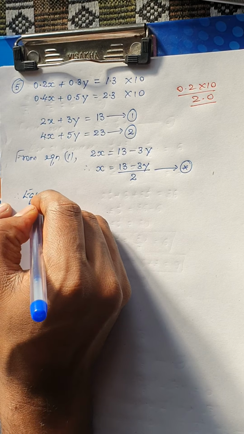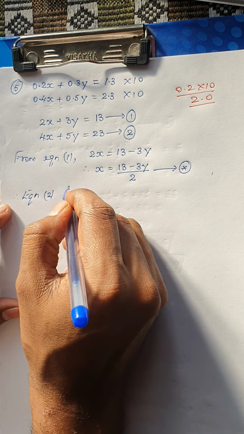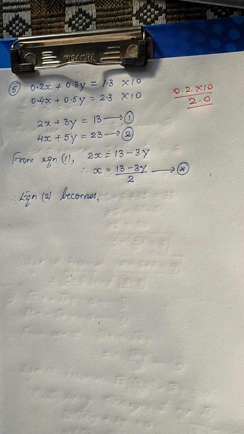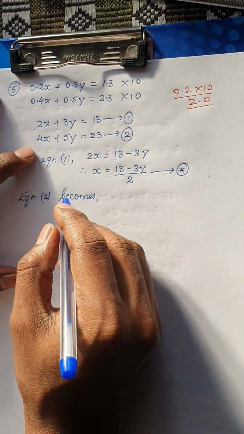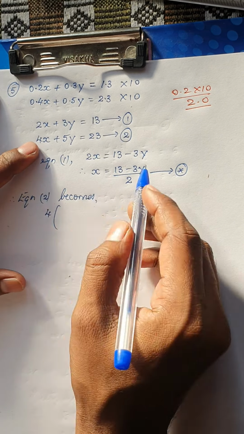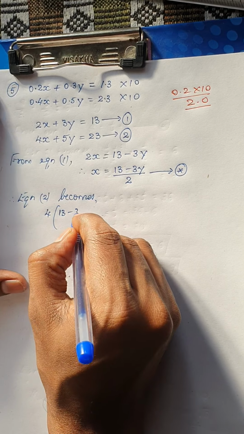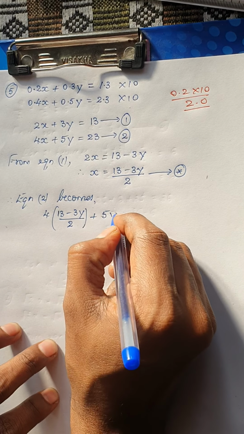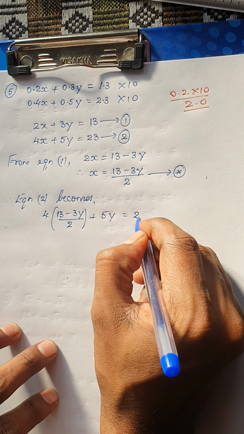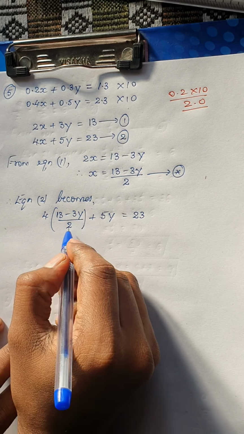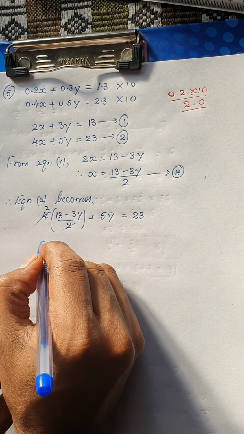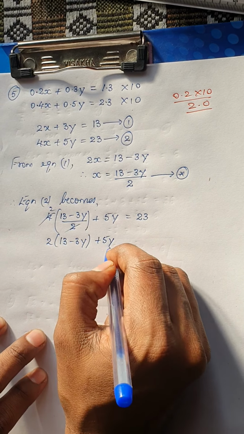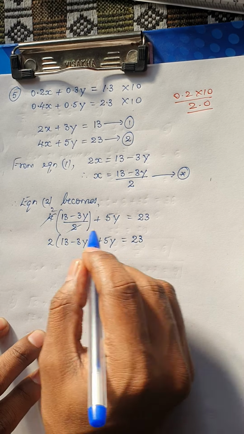Therefore equation 2 becomes, I am going to substitute this in equation 2. See what I am going to get. So 4 into x, what is x? I am going to use this: 13 minus 3y divided by 2, plus 5y is nothing but 23. Now you can multiply here, 2 1s are 2, 2 2s are 4. So I have 2 into 13 minus 3y plus 5y is equal to 23. Only thing is I have cancelled here.